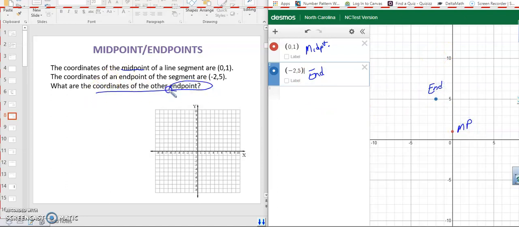I need the other end point. So I need to know how far did I move from this point to the midpoint so I can do it again to find the other end. So I'm going down 1, 2, 3, 4 to the right 2. So let's go down 1, 2, 3, 4 to the right 2. And this is the other endpoint that we are looking for. It has a coordinate of 2, -3. Okay? Now you can use the formula. I believe that graphing is much easier. But you do have to pay attention to the information that's given to you. Okay?